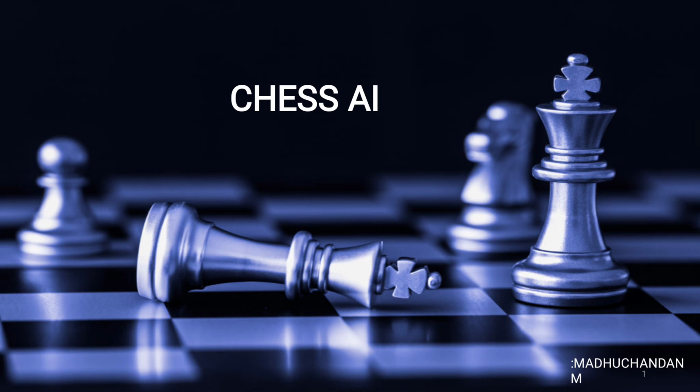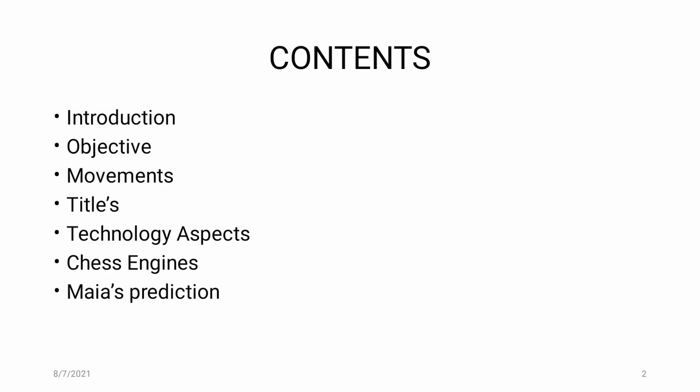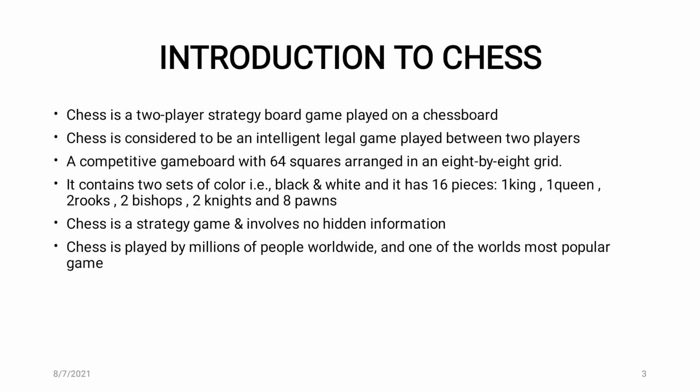Today I will explain about the artificial intelligence used in the game chess. These are the contents: introduction, objective, movements, titles, technology aspects, chess engines and prediction.